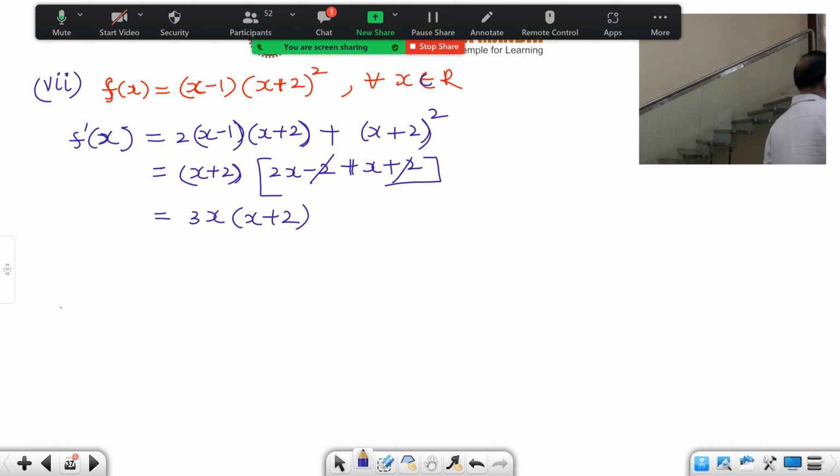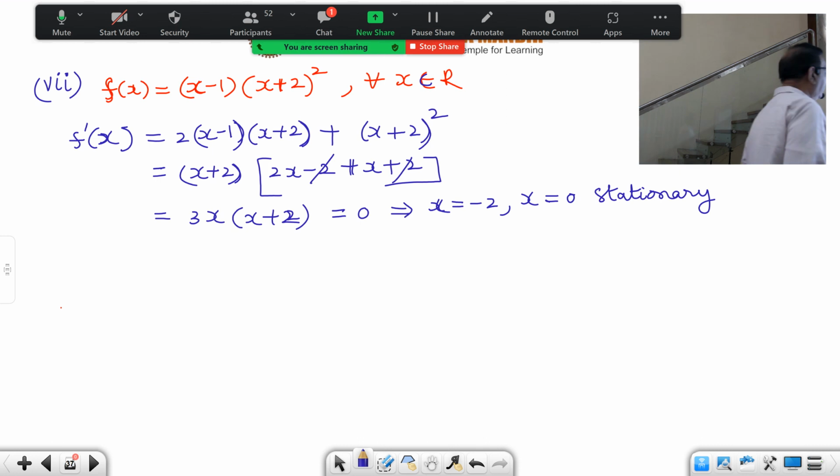So let us equate it to 0. You will get two values, that is x equal to minus 2 and x equal to 0. Two values. So these are the stationary points. f of x is stationary at x equal to minus 2 and x equal to 0.